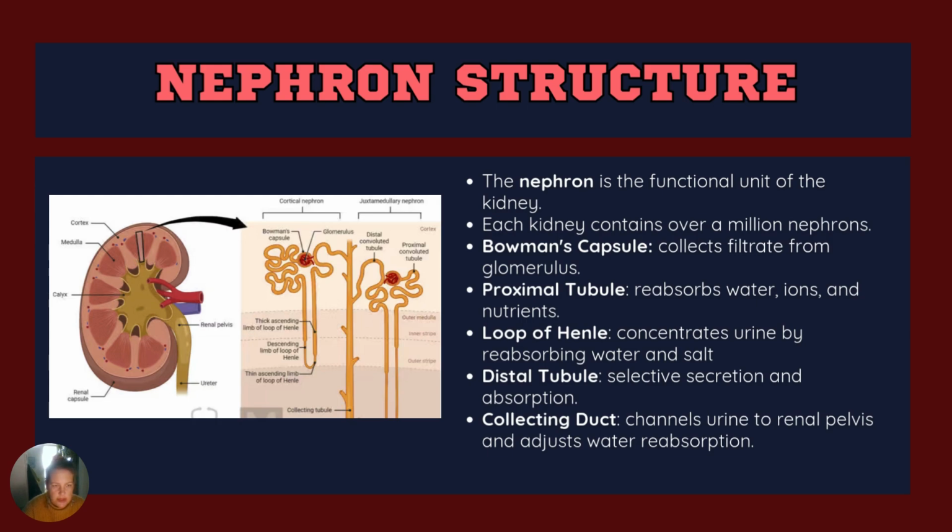So you have the Bowman's capsule here, it goes through the proximal tubule, it goes down the loop of Henle, it reaches the distal tubule, and then it goes down the collecting tubule, where it channels the urine to the renal pelvis and adjusts the water absorption.